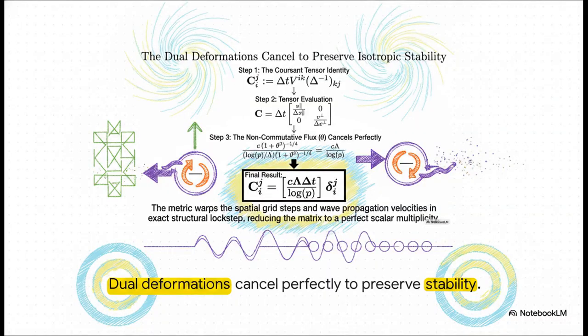And here is where the math gets absolutely beautiful. Let's look at the Courant tensor identity. We formally upgrade to a mixed rank 2 Courant tensor by merging our directional velocity tensor with those inverted covariant grid matrices. When we substitute the directional velocity components and those warped spatial step parameters back into this tensor, look at the final result. The non-commutative theta flux terms completely cancel each other out, perfectly. The entire matrix elegantly reduces right back down to a completely isotropic, perfect scalar multiplicity.